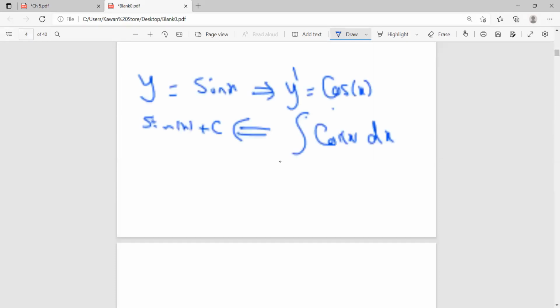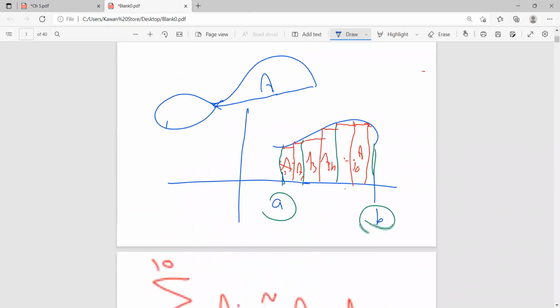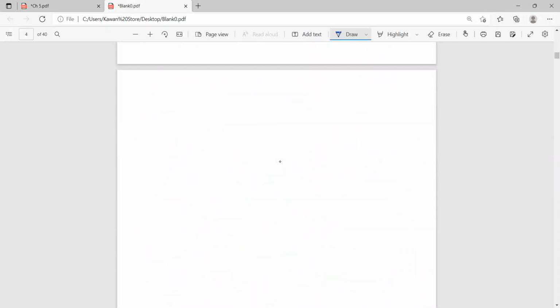When I connect to the screen, the pen is not working properly. I don't know why.